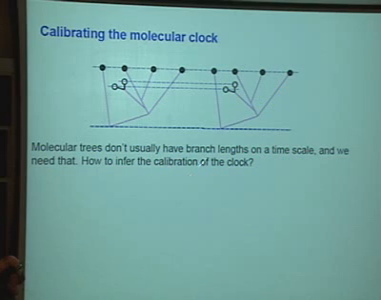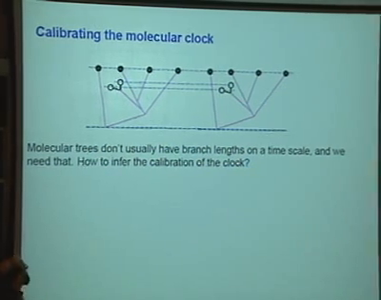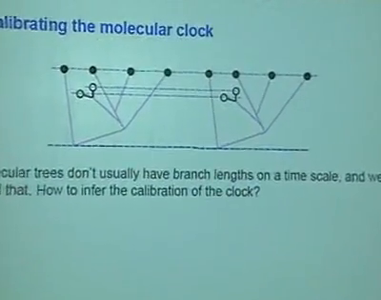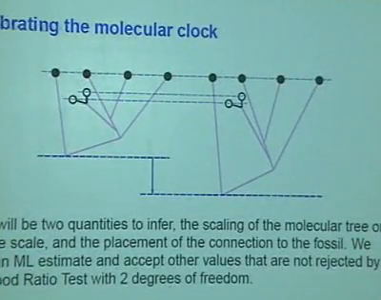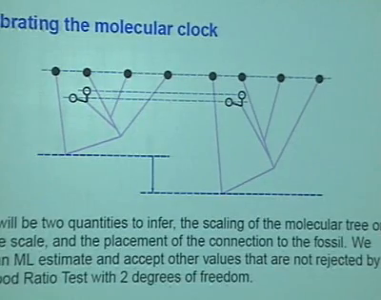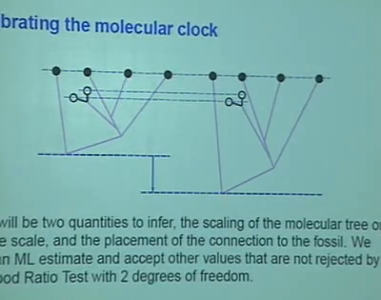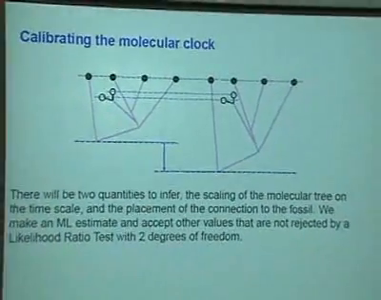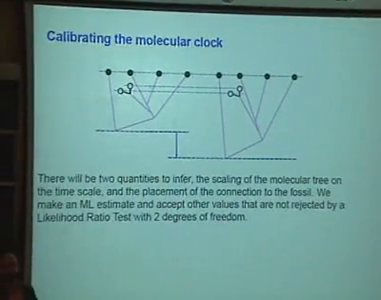And now what I want to do is to say, well, we don't know how to scale this molecular tree into time, so let's try different scalings. And here are the fossils whose times we do know. We know how many million years ago they were. And here I have them both hooked up in somewhat different places. And what I'm going to do is try different stretchings of the molecular tree, different scalings of branch length with time, and make that another parameter and estimate it.